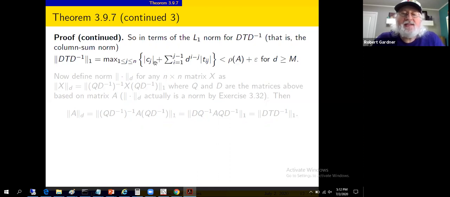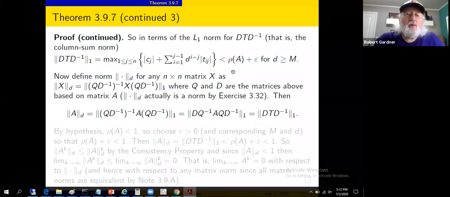And we just saw that this thing was bounded by the spectral radius of A plus epsilon, independent of the j's, provided we had d sufficiently large, the moving variable, maybe scalar d. So we get the L1 norm here less than the spectral radius of A plus epsilon. So we're going to use this to define a new norm. I'll refer to it as the D norm. We've got some things that hold for all norms, in particular the definition of limit of matrices, sequences of matrices.